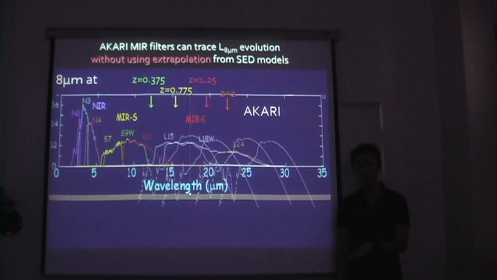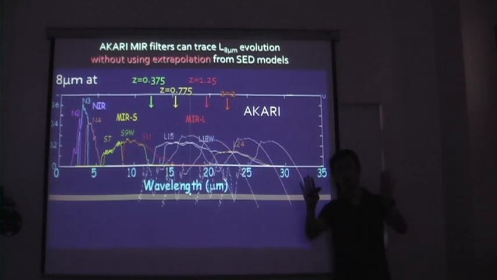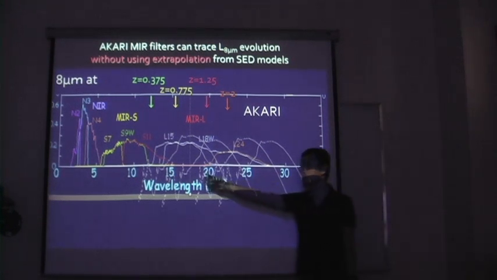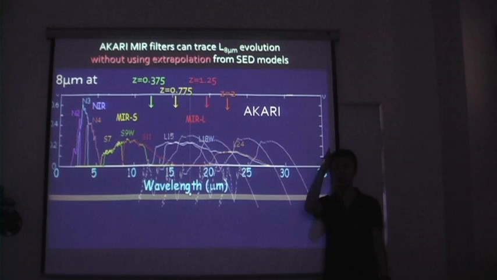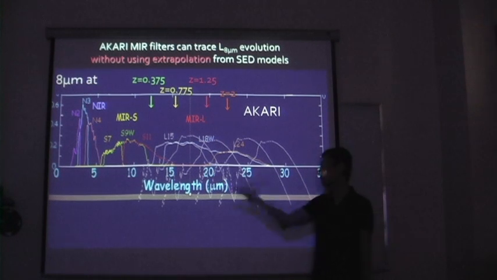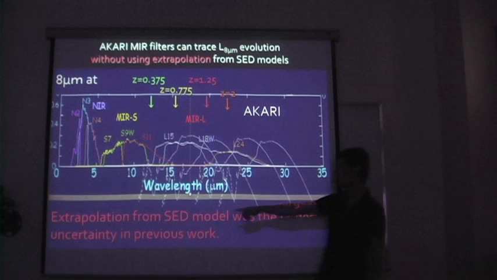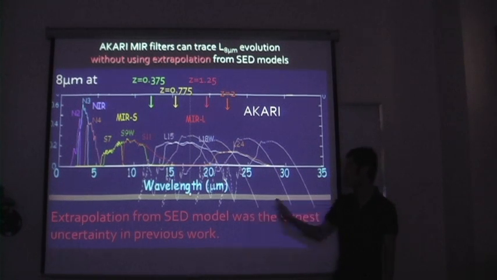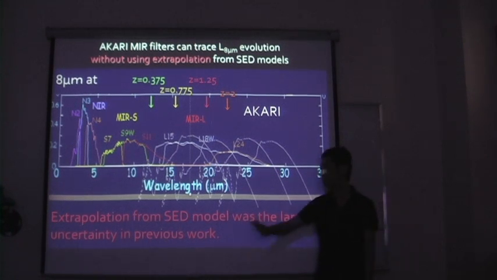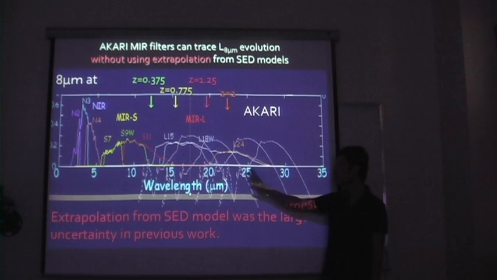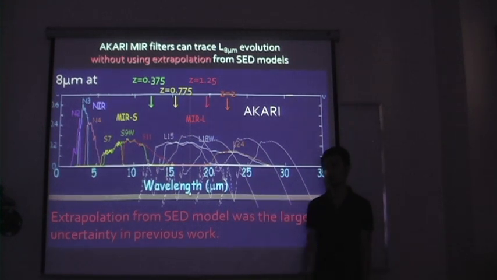In previous work with, for example, the Spitzer telescope, because there was a gap between filters, if your 8 micron emission was in this gap between filters, you needed to use an SED model to extrapolate to estimate the 8 micron luminosity. However, this extrapolation from the SED model was the largest uncertainty in previous work. But using AKARI, we don't have this uncertainty.